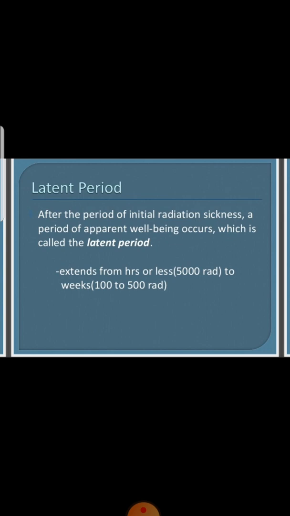The next period that we are going to discuss is the latent period, and this is basically the period after exposure during which there will be no sign of radiation sickness. Sometimes it is mistakenly considered the period of recovery, because the patient will not show any apparent signs and symptoms, so they sometimes mistakenly consider it the well-being period.